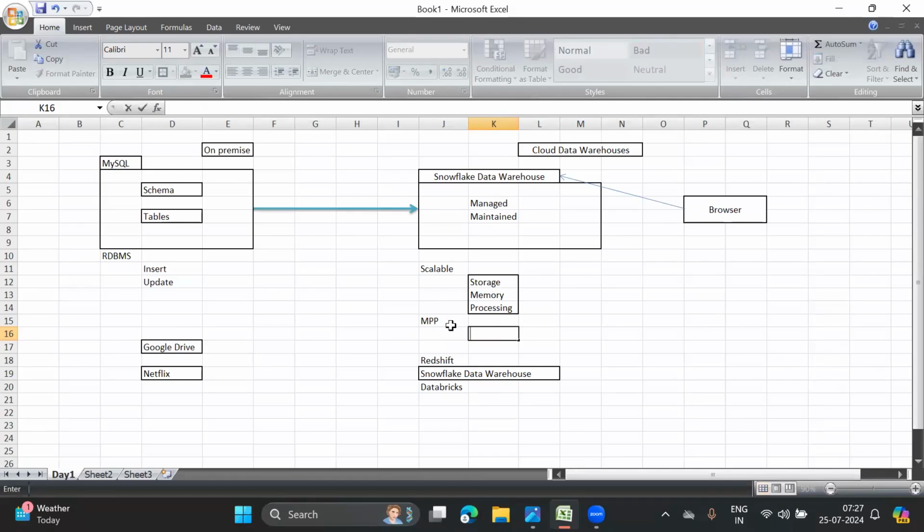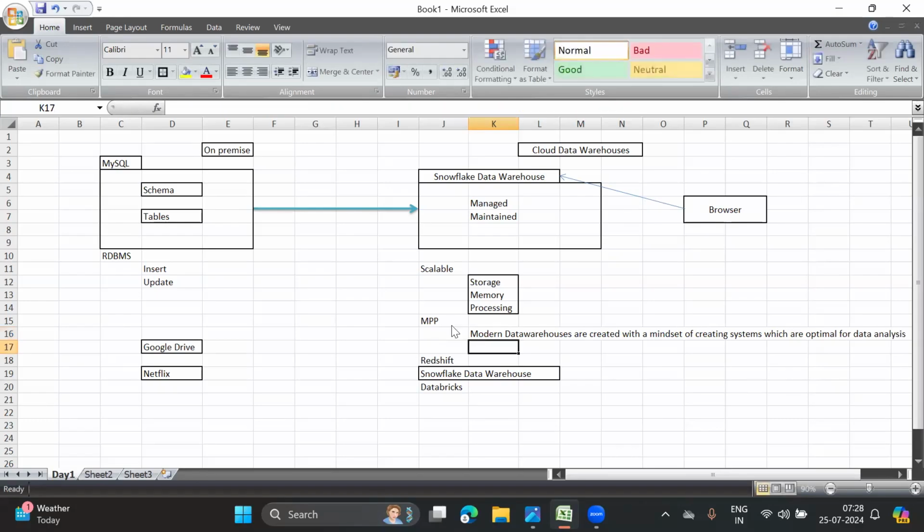Okay, there are also different terms for MPP. You can say that these modern data warehouses are created with the mindset of creating systems which are optimal for data analysis. This is what we want: we want to understand the data, we want to analyze the data, and these systems are optimized for these things.